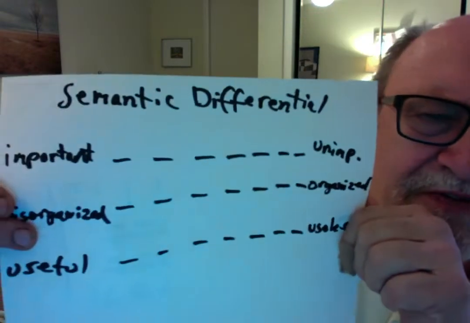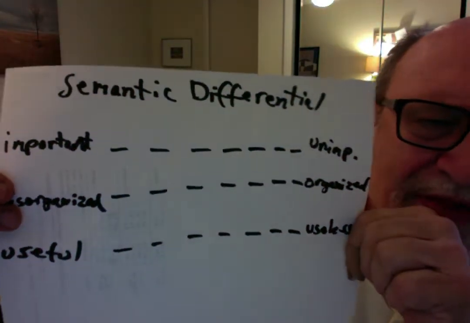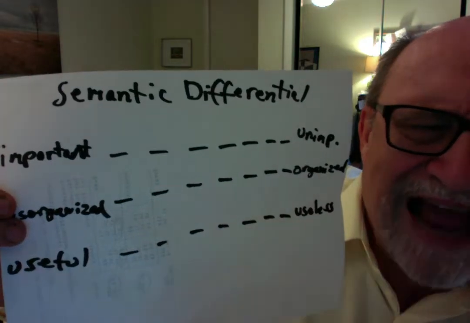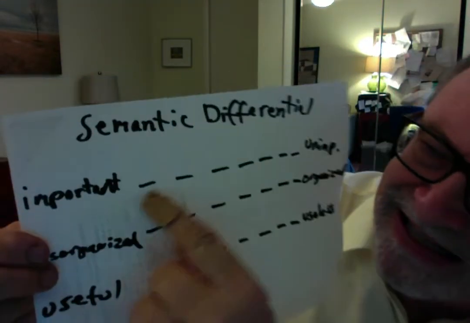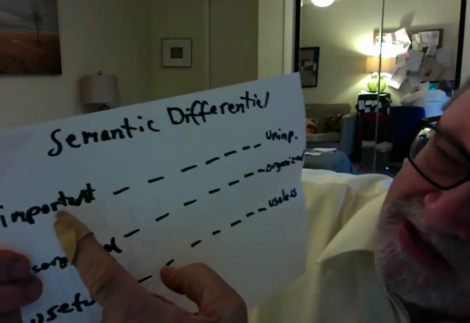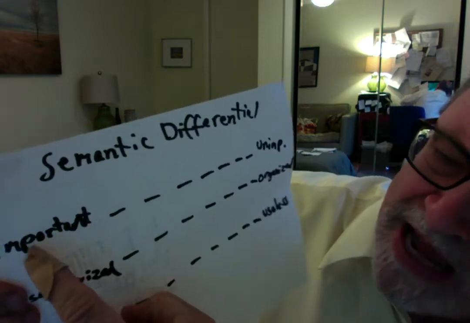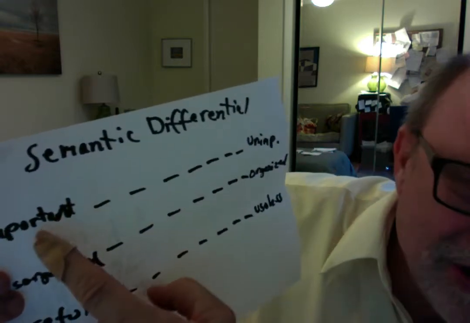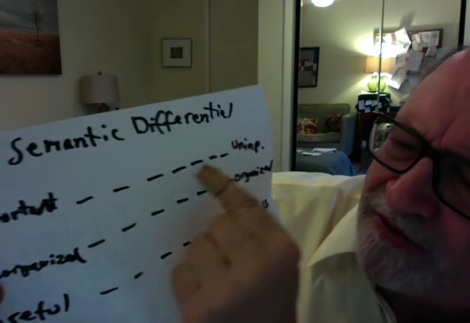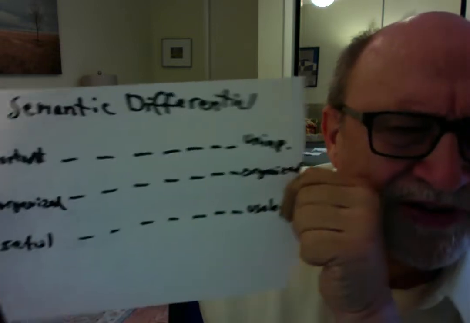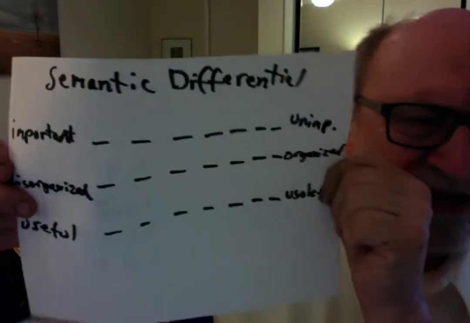There's another ordinal level of measurement called the semantic differential. Maybe you're familiar with that. We try to get people's attitude towards objects on a scale like this, where the semantic differential means we have opposite descriptive adjectives at the ends. And we try to see where people place themselves on a scale like this.